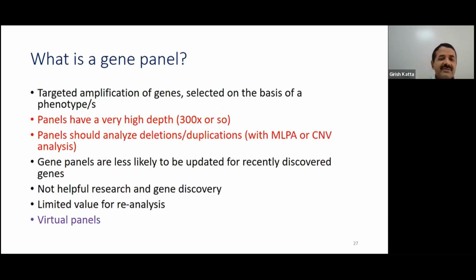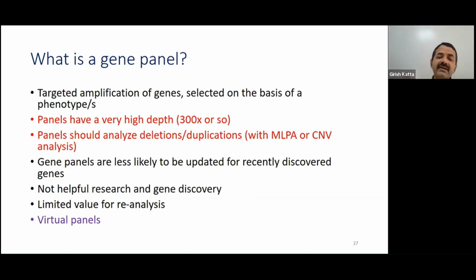This is one slide about gene panels. We have already discussed that a gene panel is an NGS-based test where we do targeted amplification of selected genes, which are selected on the basis of a phenotype. It may be an epilepsy gene panel, muscular dystrophy gene panel, and so on. Panels have a very high depth, it may be 300x or 600x or more. And panels should analyze deletions and duplications either by MLPA or by CNV analysis of the NGS data.